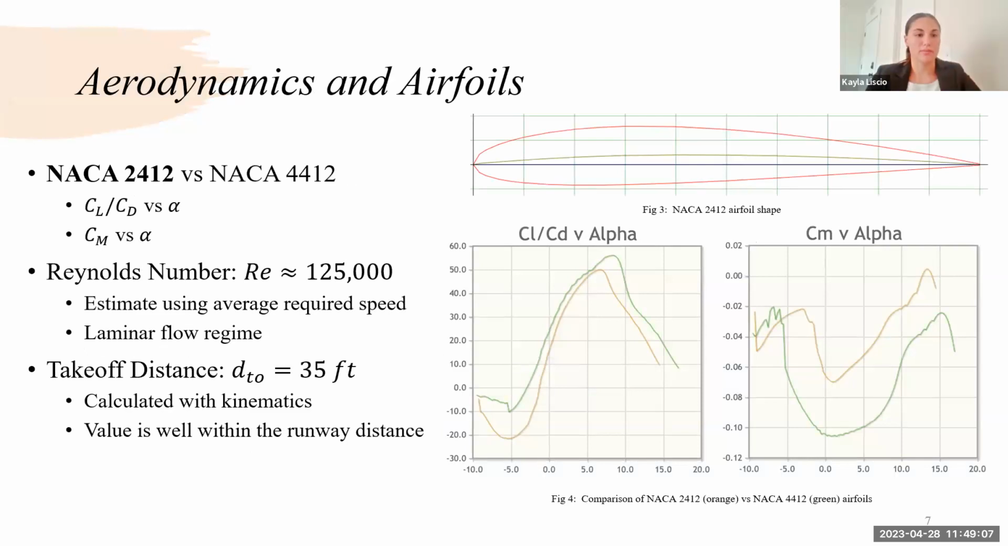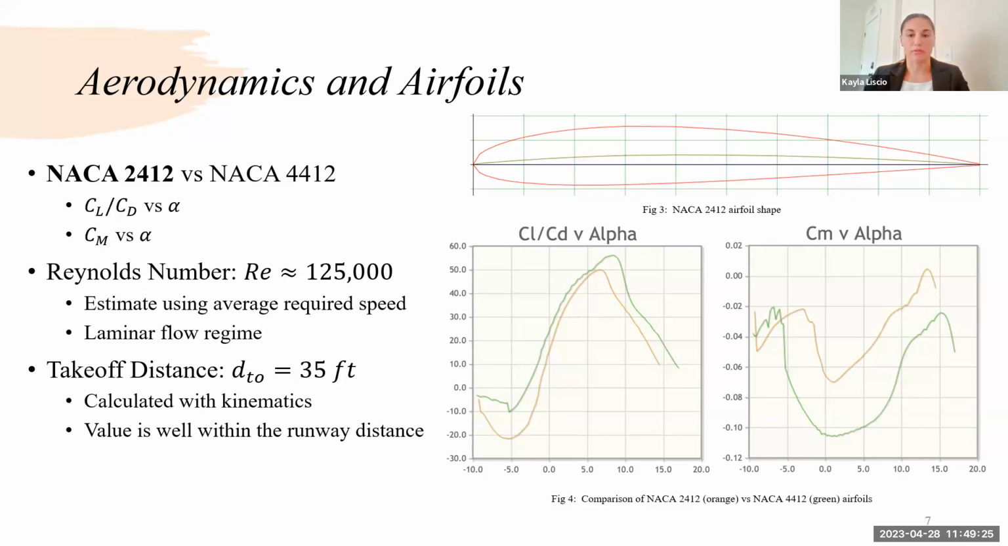So our Reynolds number was calculated to be 125,000. We did this using the average speed required for takeoff, which was 27 miles per hour. This Reynolds number falls within the range of turbulent flow. So we needed to pick an airfoil shape that would ensure stability.